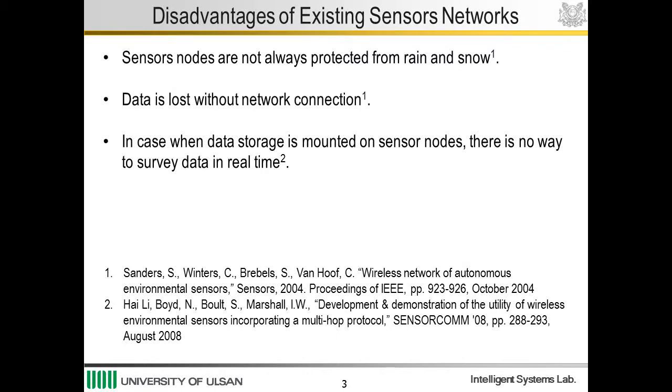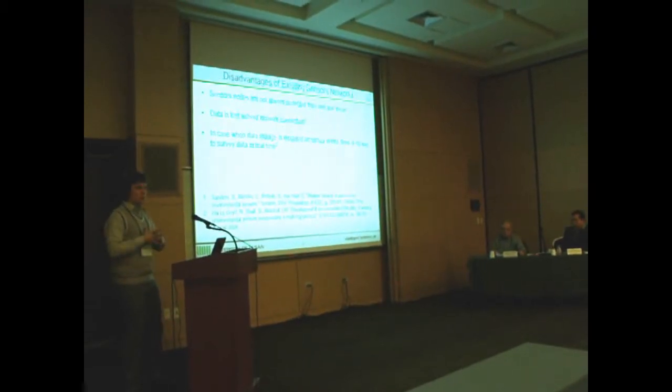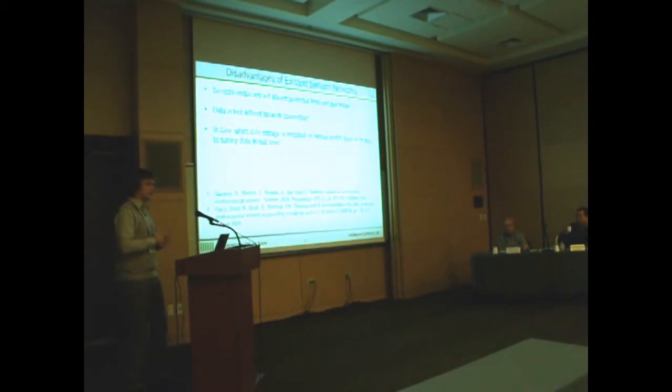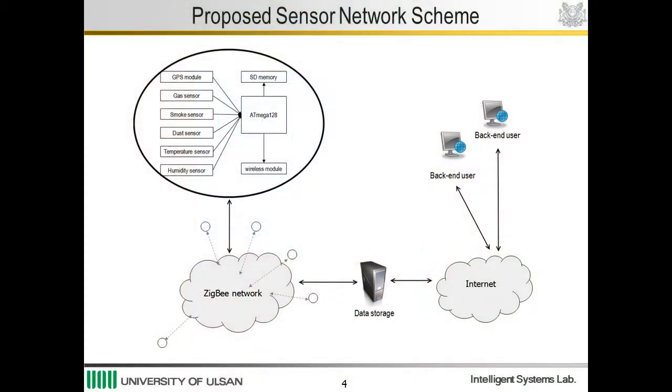In current sensor networks, sensor nodes are not always protected from the rains and snow, and data is lost without network connection. And in the sensor networks where the data storage is mounted, there is no way to survey the data in real time. So we propose the following sensor network.